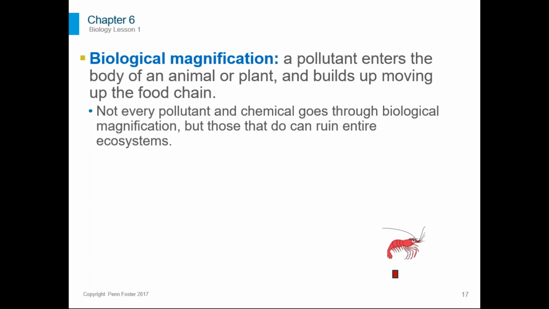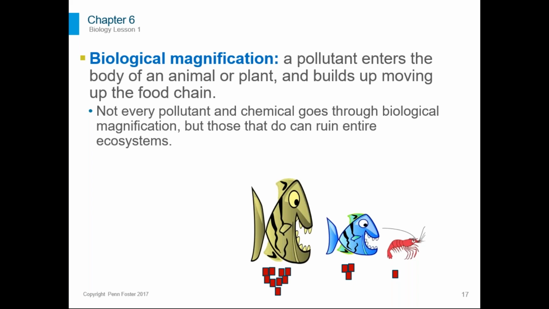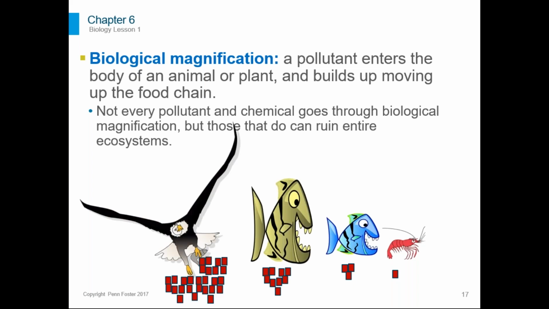Okay, so you have something on the bottom of the food chain that has a little bit of the pollutant in it. The next thing eats several of those throughout its lifetime, so it builds up. The next thing eats several of those throughout its lifetime, so it builds up in its body. The top thing in the food chain keeps just eating these infected meals, and it builds up in that animal's body. So this famously happened with the pesticide chemical called DDT, which built up in fish and killed the eagles that ate the fish. And not every pollutant and chemical goes through biological magnification, but those that do can ruin entire ecosystems this way.